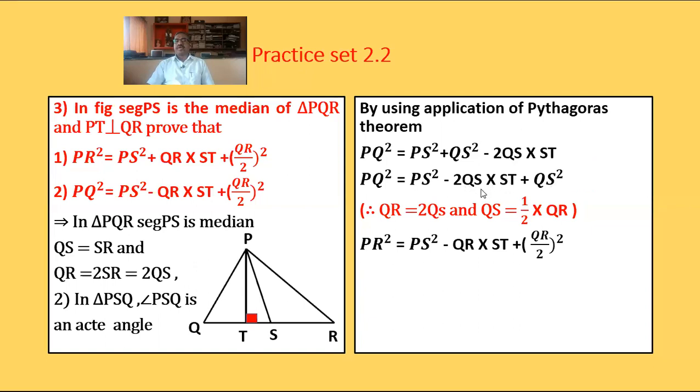2QS is equal to QR, and QS is half of QR. Substitute this value, then we get PQ square is equal to PS square minus 2 QR multiplied by ST plus (QR upon 2) whole square. So PQ square is equal to PS square minus QR multiplied by ST plus (QR upon 2) whole square. Take the next problem.